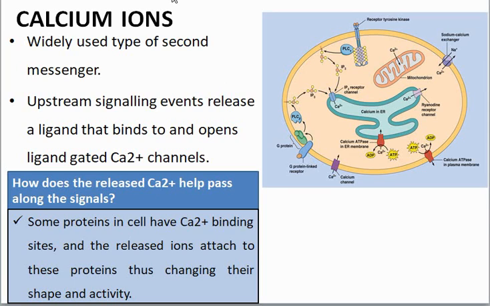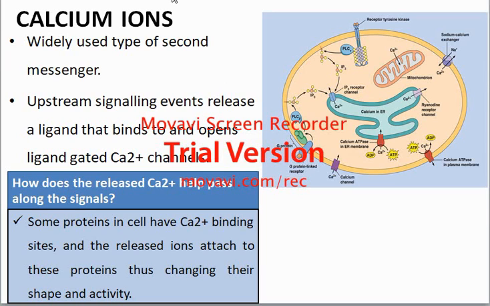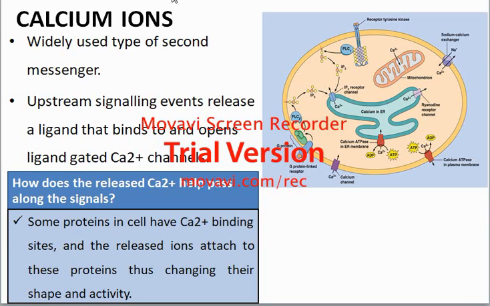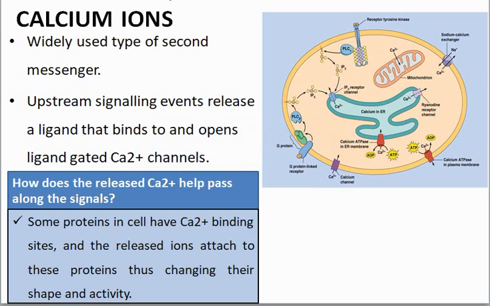Do you know how the released Ca2+ helps pass along the signal? Some proteins in the cell have binding sites for Ca2+ ions, and the released ions attach to these proteins and change their shape and thus their activity. The proteins present and the response produced are different in different types of cells. For instance, Ca2+ signaling in the beta cells of the pancreas leads to the release of insulin, while Ca2+ signaling in muscle cells leads to muscle contraction.